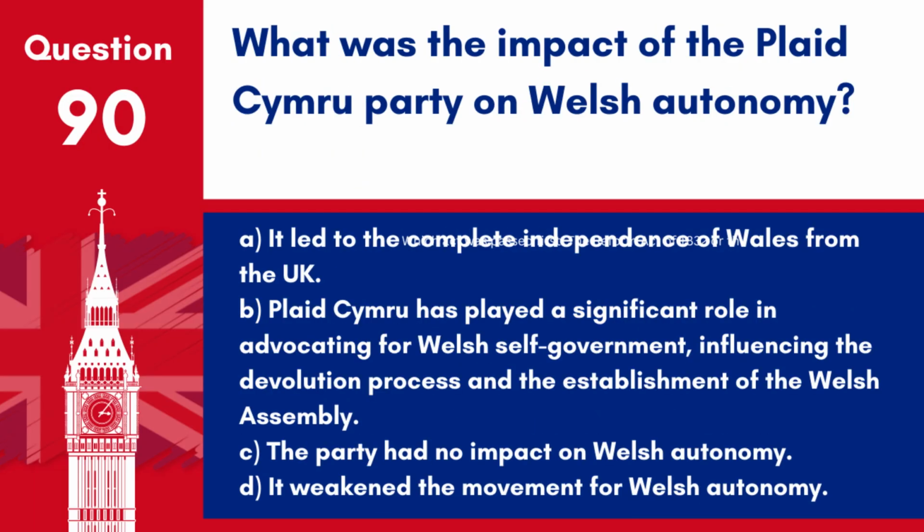Question 90. What was the impact of the Plaid Cymru Party on Welsh autonomy? A. It led to the complete independence of Wales from the UK. B. Plaid Cymru has played a significant role in advocating for Welsh self-government, influencing the devolution process and the establishment of the Welsh Assembly. C. The party had no impact on Welsh autonomy. D. It weakened the movement for Welsh autonomy.